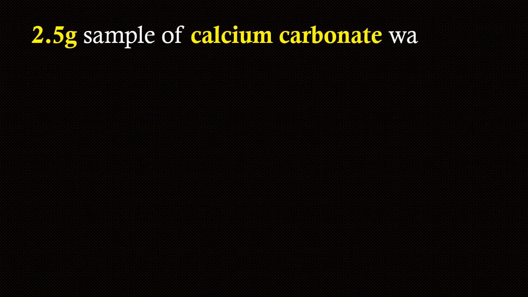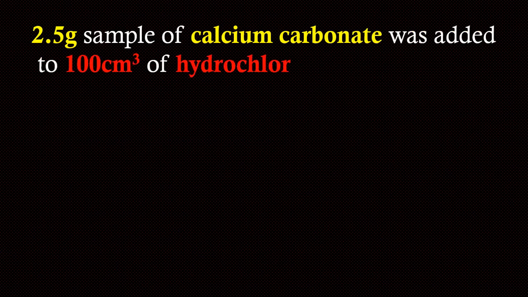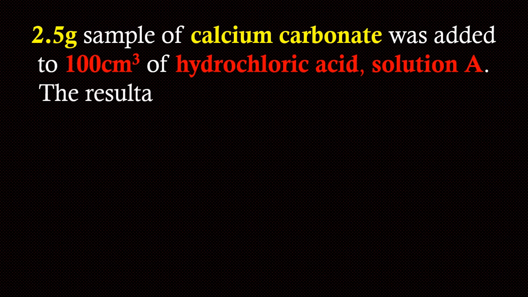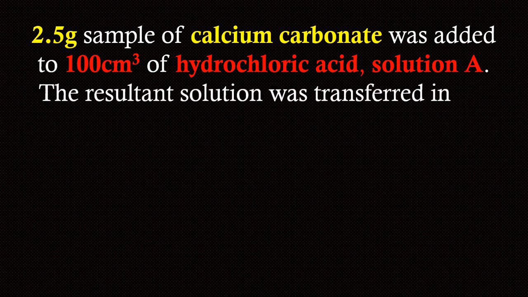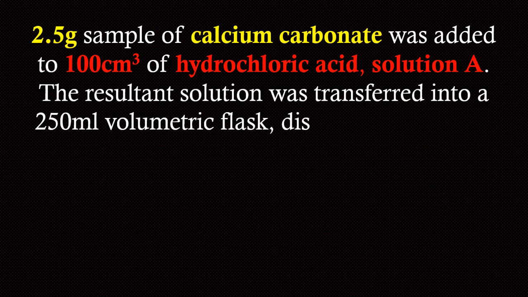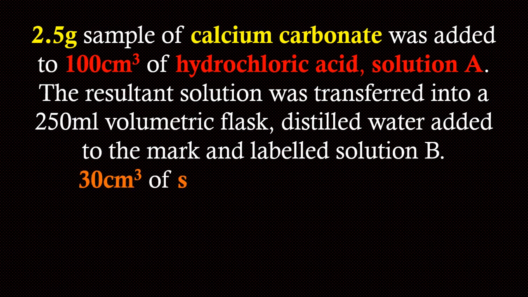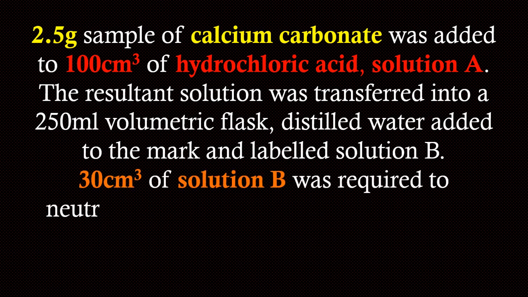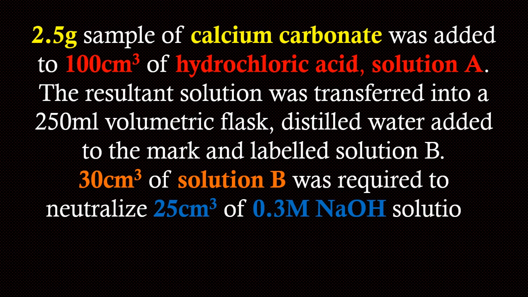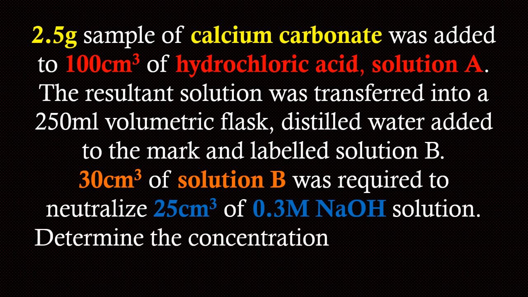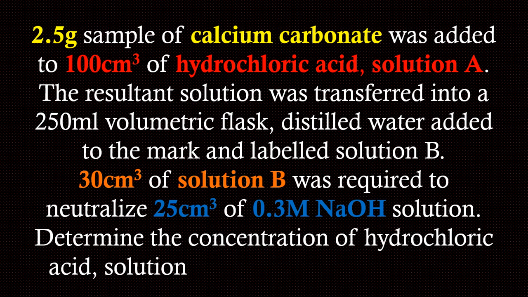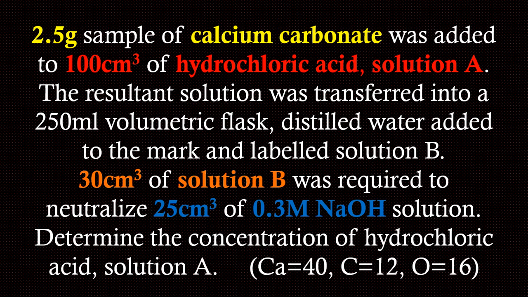A 2.5 gram sample of calcium carbonate was added to 100 cubic centimeters of hydrochloric acid solution A. The resultant solution was transferred into a 250 ml volumetric flask, distilled water added to the mark and labeled solution B. 30 cubic centimeters of solution B was required to neutralize 25 cubic centimeters of 0.3 molar sodium hydroxide solution. Determine the concentration of hydrochloric acid solution A, given that the relative atomic mass of calcium is 40, that of carbon is 12, and oxygen 16.